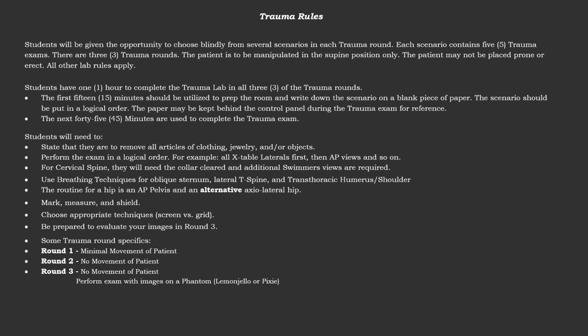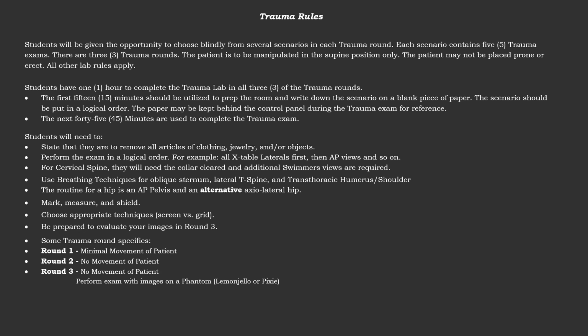Students will need to state that they are removing all articles of clothing, jewelry, and/or objects. Perform the exam in a logical order. For example, all cross-table laterals first, then AP views, and so on. For cervical spines, they will need to have the collar cleared. An additional swimmer view will be required. For hip routine, there is an AP pelvis and a Clements-Nakayama lateral. For the femur, you must perform a Clements-Nakayama lateral for the proximal portion.